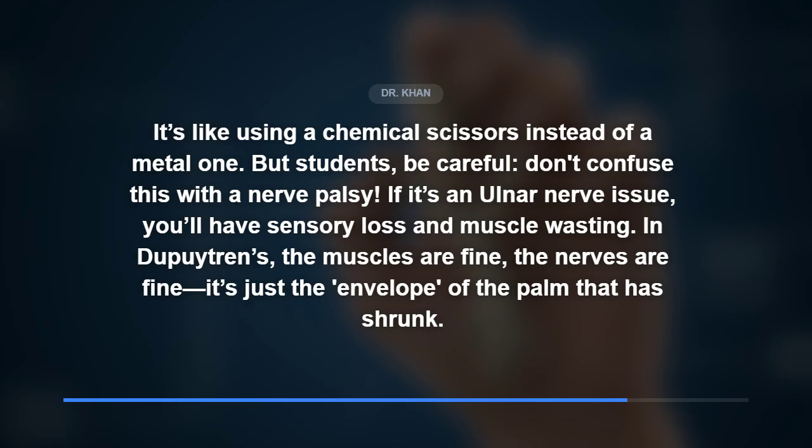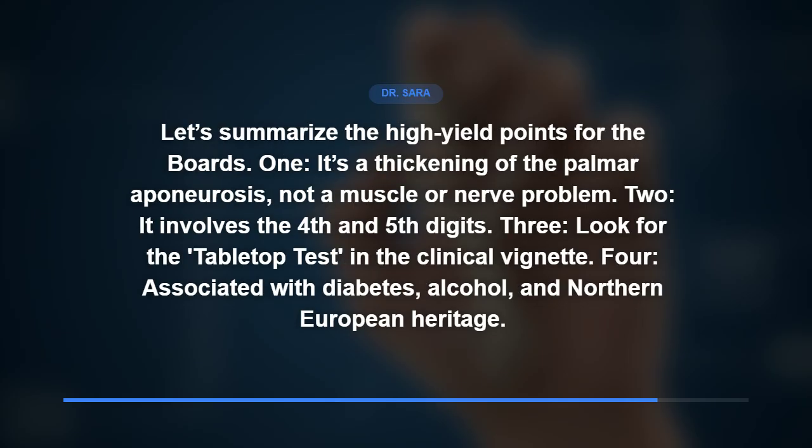But students, be careful. Don't confuse this with a nerve palsy. If it's an ulnar nerve issue, you'll have sensory loss and muscle wasting. In Dupuytren's, the muscles are fine, the nerves are fine. It's just the envelope of the palm that has shrunk.